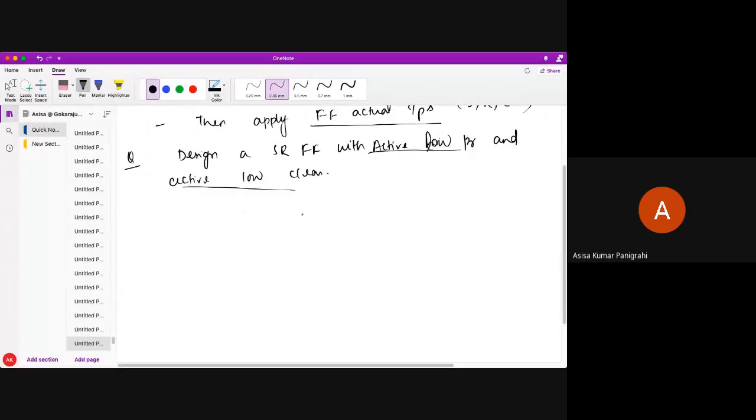My logic symbol will look like this. This is the SR flip-flop. It has a clock, and this is my active low preset and active low clear. Both are active low. This bubble suggests that it's active low. What does this bubble suggest? If I give preset equal to 0, the bubble will make this 1 and the preset is activated.